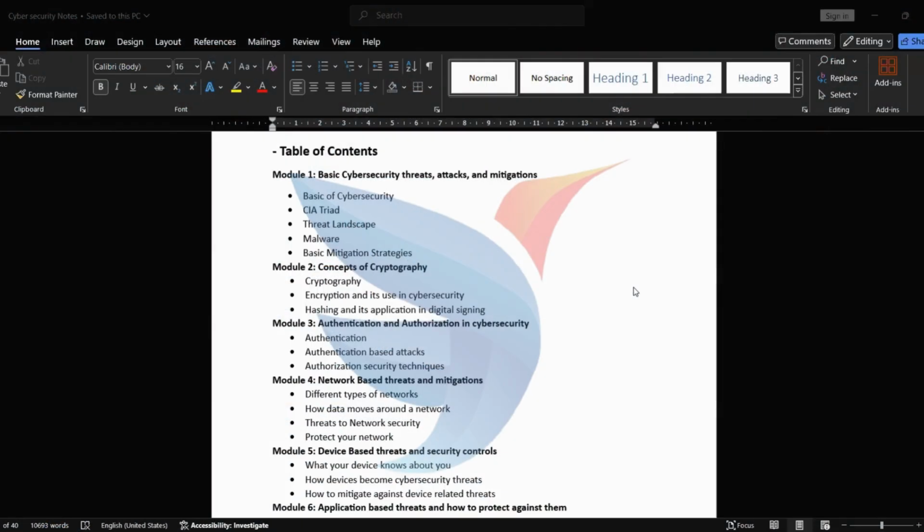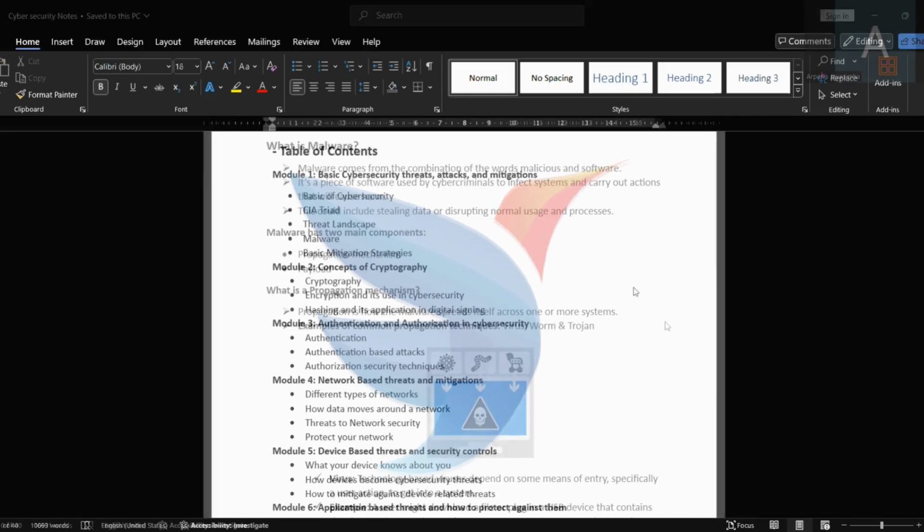Welcome to Trira's Solution. In today's session, we'll be seeing regarding malware. What is malware and what are the different types of viruses which affect through malware?